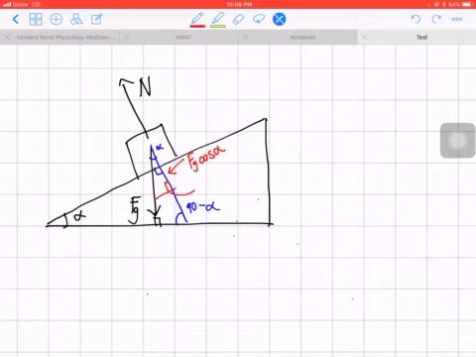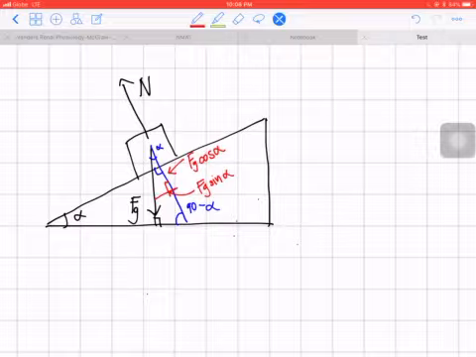Whereas this red line over here, okay, that's going to be Fg sine alpha because it is the opposite of our angle alpha. And that is how you derive this sort of counterintuitive thing with the forces of gravity on a box on an inclined plane with an angle alpha.